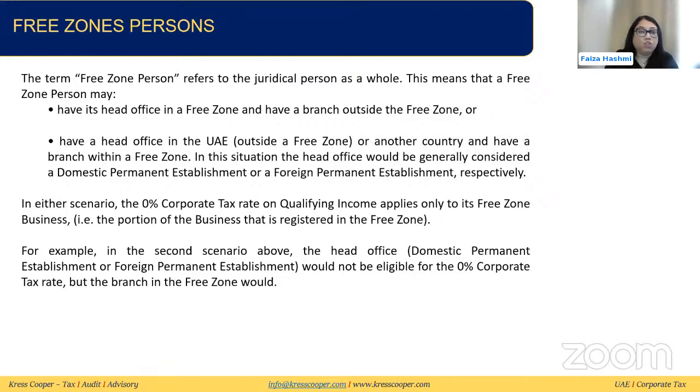So in either scenario, this 0% corporate tax rate, which is being given as an advantage to the qualifying free zone person, will only be for the free zone business and not for the other business. It will only be applicable on the portion of the business that is registered in the free zone. Only they can enjoy this 0% tax rate, and it will not be applicable on the domestic permanent establishment or the foreign permanent establishment, as the case may be.